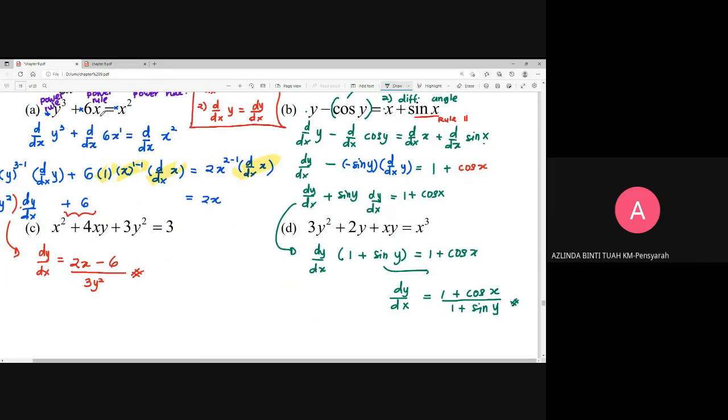Semua okay? So far kita hanya perlu apply dia punya power rule. Belum lagi apply quotient dan juga product rule dalam implicit. Soalan C dan D kita akan nampak penggunaan product rule. Ada soalan? Tak ada.